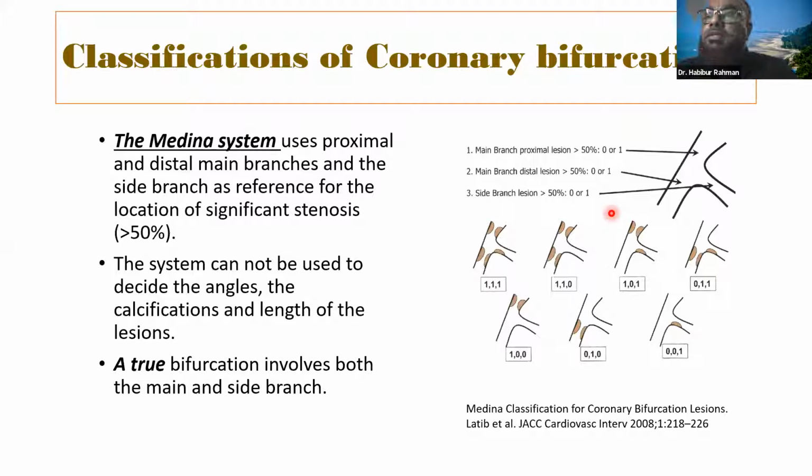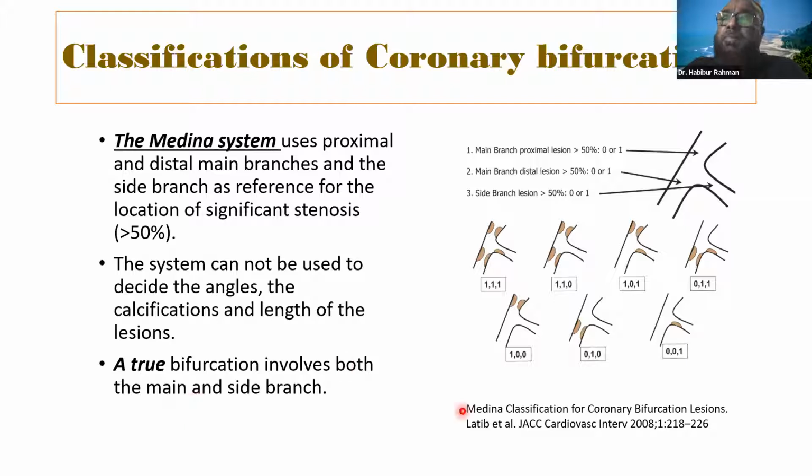Regarding the classification, there are lots of classifications of bifurcation. It is not possible for us, even for the fellows, to remember all the classifications. What we usually use is the Medina system. It uses the proximal and distal branches and side branches for significant stenosis, that is more than 50%. But the system cannot be used to decide the angles, lengths, and calcification, also detailed pathology.